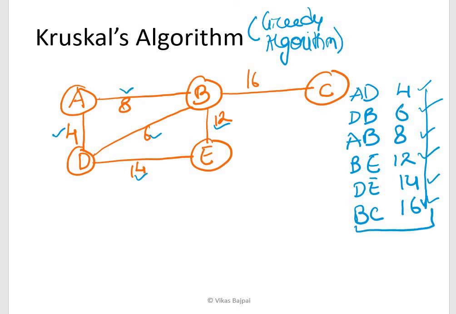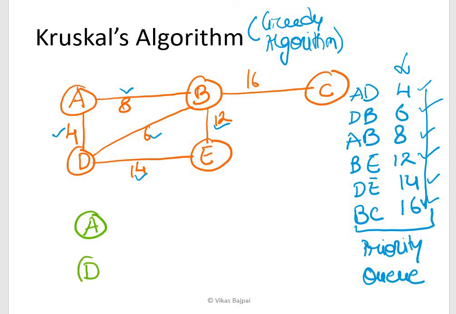Now this particular thing can be implemented using a priority queue. That means I'll be maintaining a priority queue for keeping these weights. Now we'll start with the minimum possible and we will come up with our edges. So I have AD, the smallest one with 4. Next I have DB. So I have included this. Let me add DB as well.